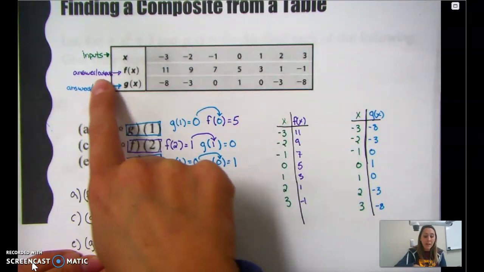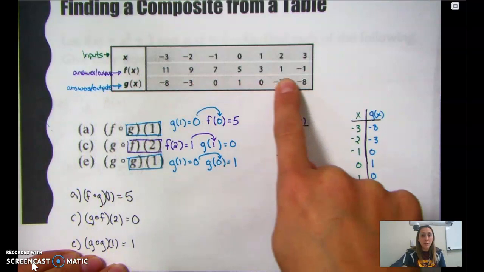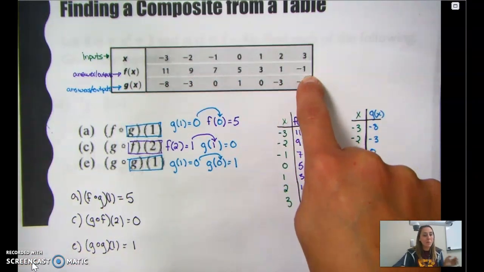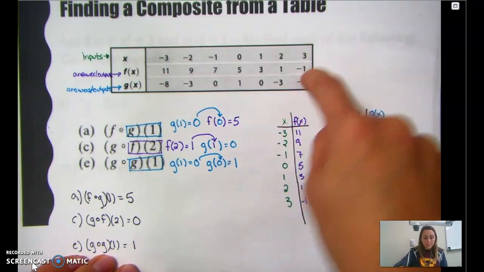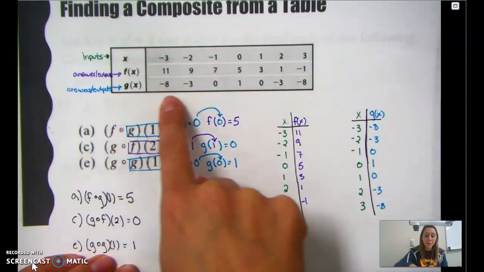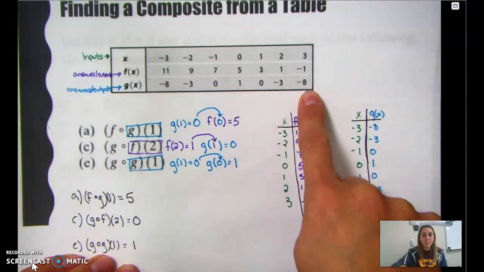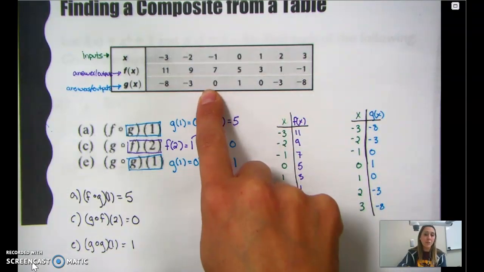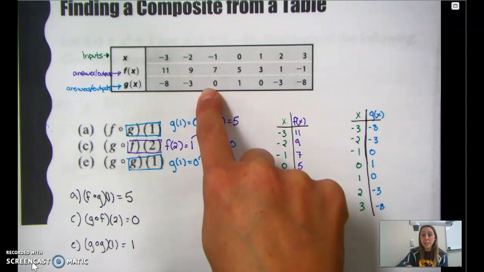Then my f function is the second row. Those are all going to be the answers or the outputs for the different inputs for the f function. And then the third row is the g function. I realized that students were struggling with this, so I broke it up like this. If this is hard for you to look at, take this table, and hopefully you do have this table in your notes because you're going to need to know how to do this.